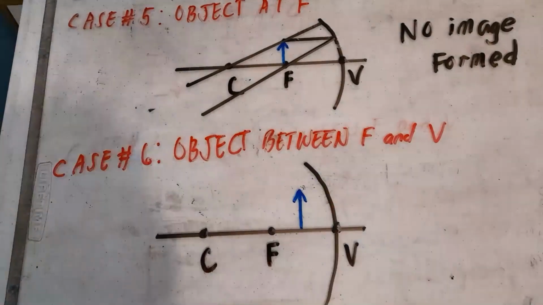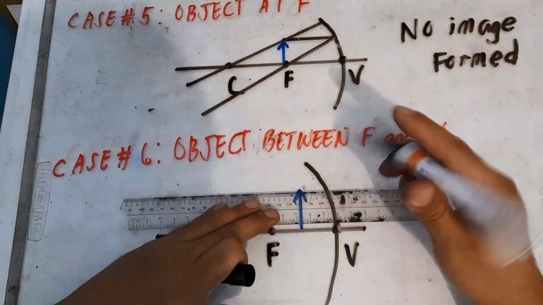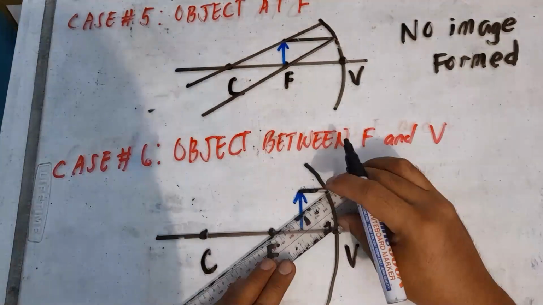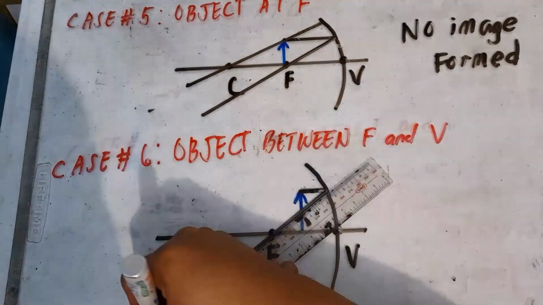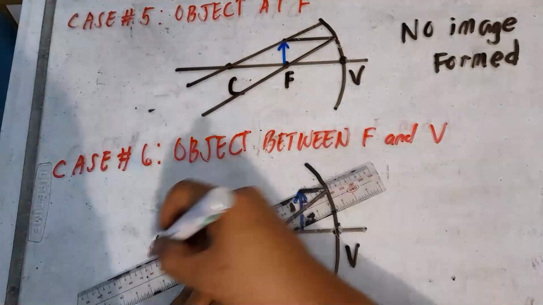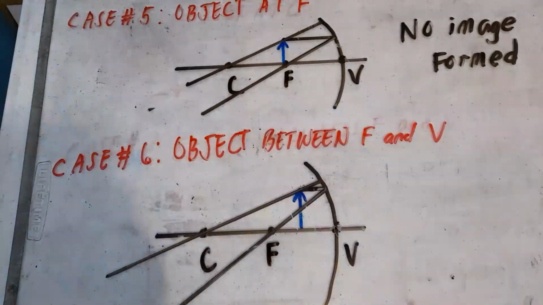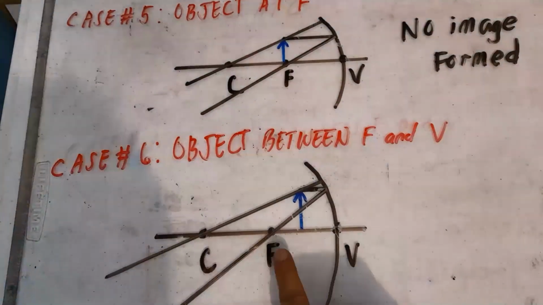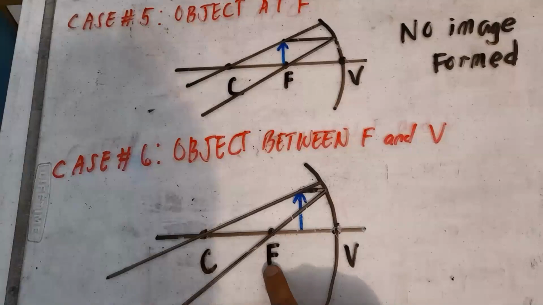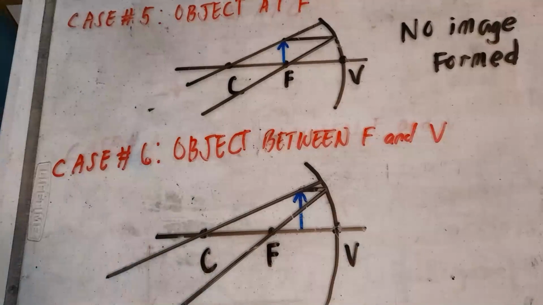So let us now do the first light ray. The first light ray is a ray parallel to the principal axis and will be reflected passing through the focus. The second light ray is a ray passing through the center and reflected in the same direction. Again, the third light ray is not applicable since the focus is beyond the object. So we cannot do the third light ray.